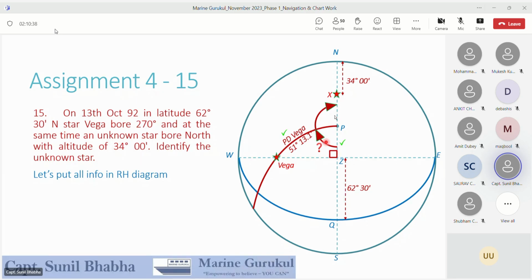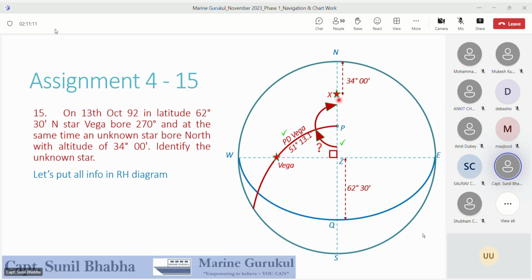Okay, great. Let's move ahead. So we have basically obtained this angle N P Vega, or you can say it is the difference of our angle between Vega and the unknown star. It is the angle at the pole contained between the celestial meridian of Vega and the celestial meridian of the unknown star. So it is the difference of our angle between Vega and this particular star.